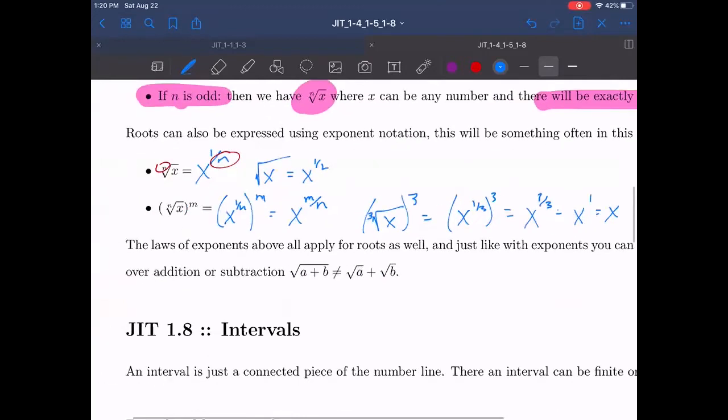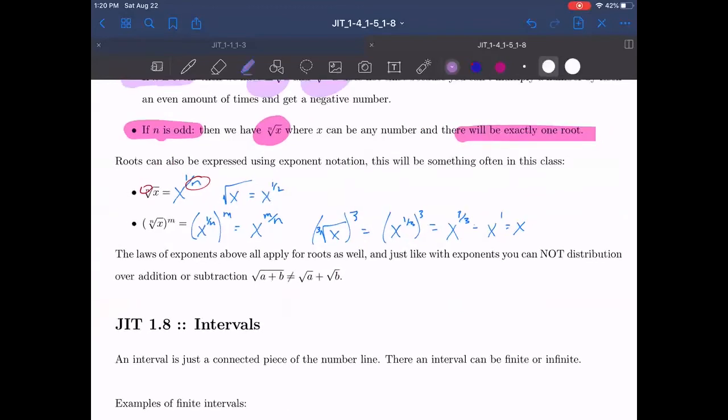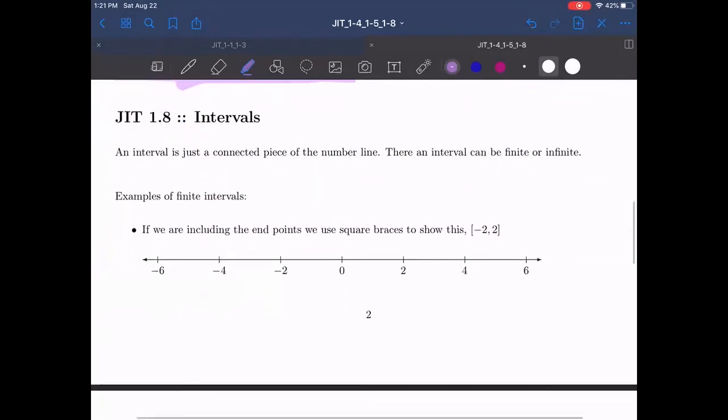Okay, so all of our laws for exponents apply for roots as well, because we can write them all as powers. And just like with our exponents, you cannot distribute over addition or subtraction. You can split over multiplication or division, but never addition or subtraction. Okay, so that is our roots and our exponents. And if you've got more questions on those, we'll do some examples in class, and you can always feel free to ask me.